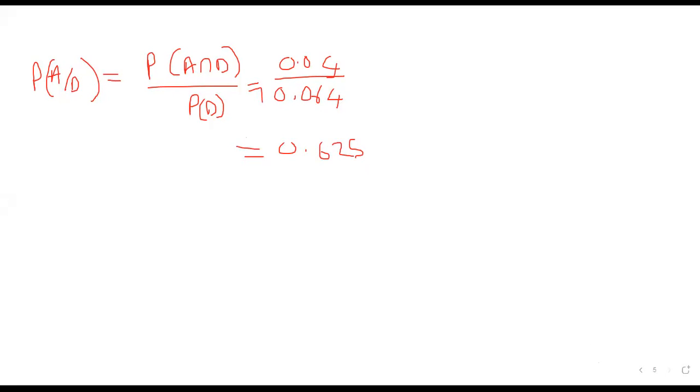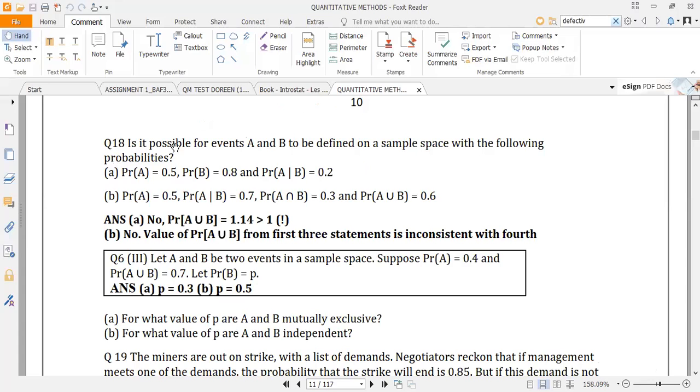So we go to another question just from the pamphlet. They'll ask you a question like this: is it possible for events A and B to be defined with the following probabilities? Probability of A is given by this, probability of B is given by this, and A given B is given by that. So now let's look at this question and see whether it's possible to have the following probabilities.